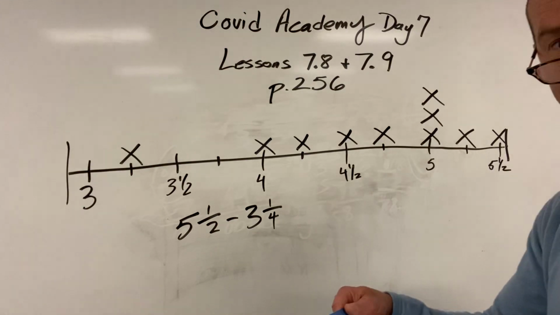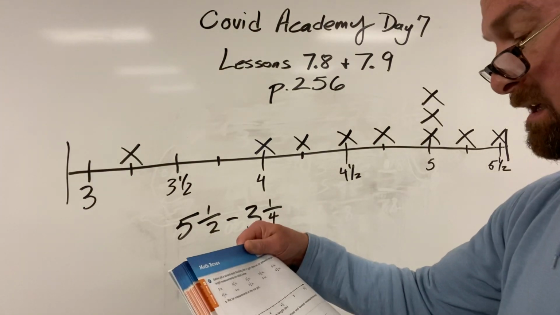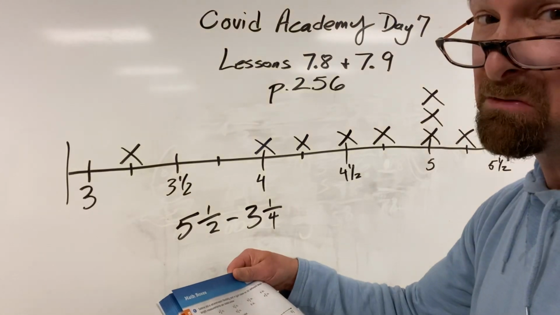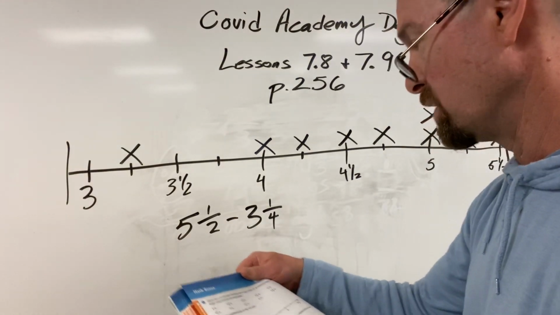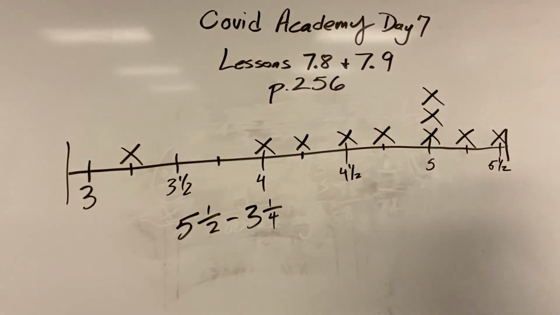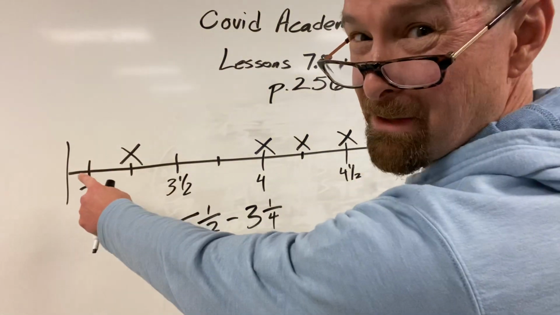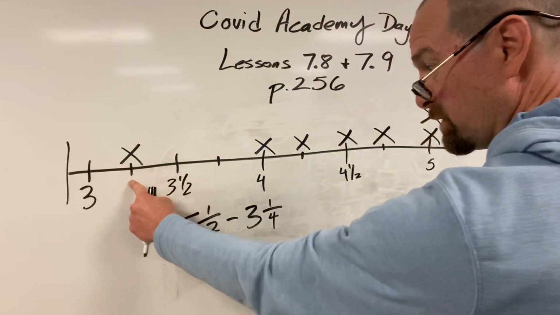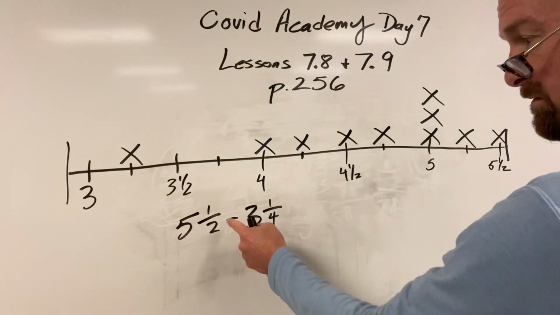And then for B, it says, what's the difference between Sabine's, she's got a pretty cool name there, Sabine's highest and lowest? Highest was 5.5. The lowest was not 3. Nobody got a 3. It's not 5 minus 3. Somebody got a 3 and a fourth.